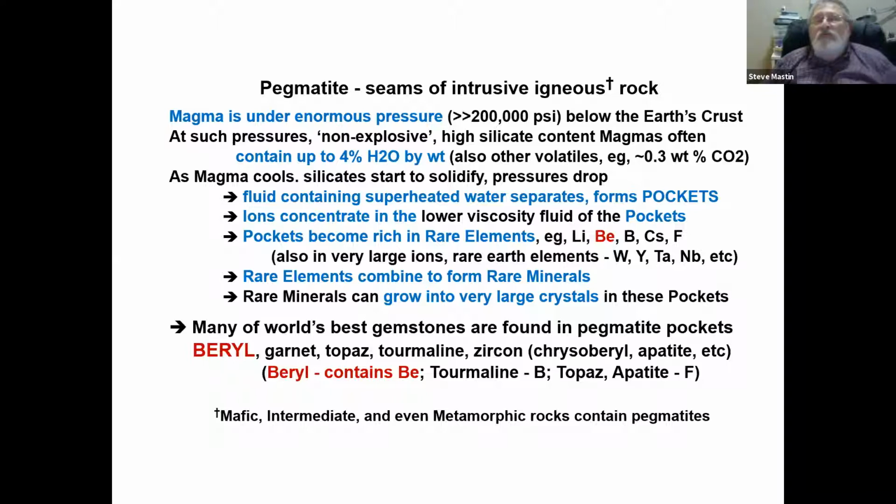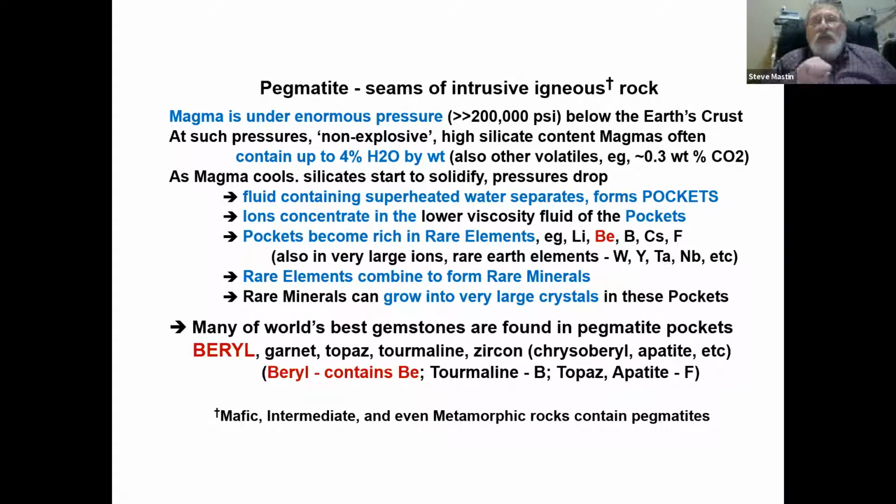But if you've got less than 4% water, usually the pressure can contain the magma to the point where it starts to solidify. And so once the pressure drops, all of these fluids are surrounded by solid rock and they can't go anywhere. So the fluid contains superheated water and separates to form pockets. The ions that are in that high silicate magma, they migrate and concentrate in that lower viscosity fluid inside the pocket.